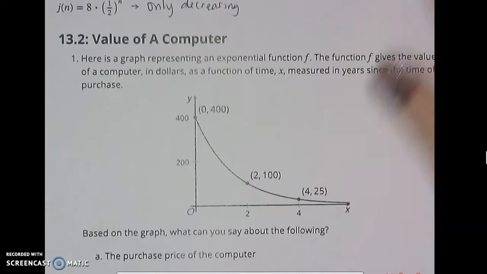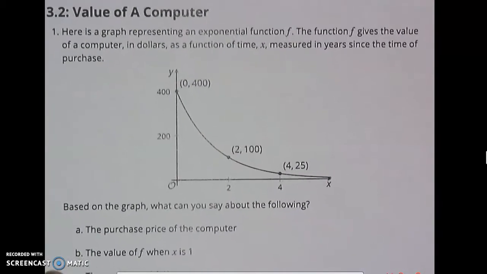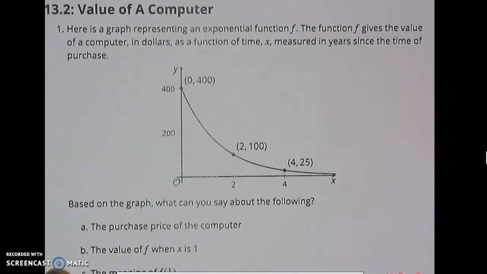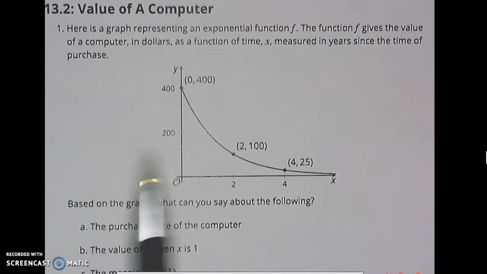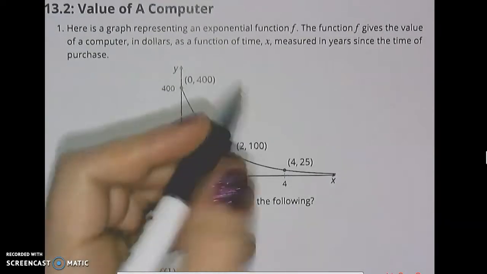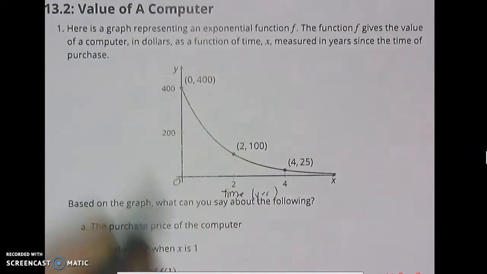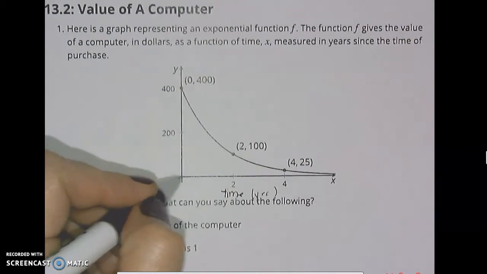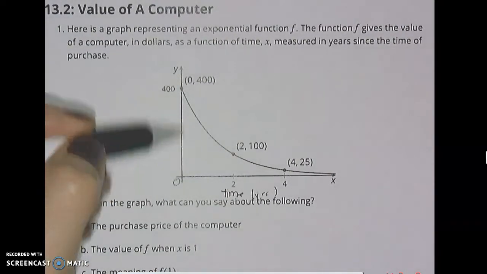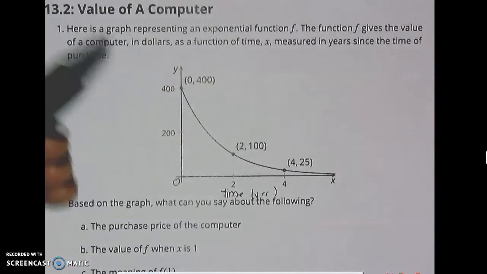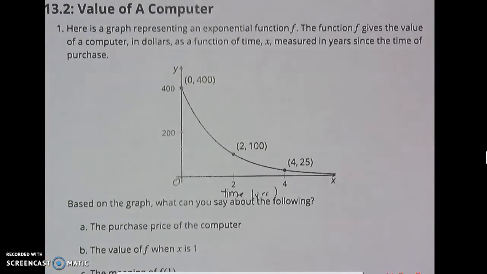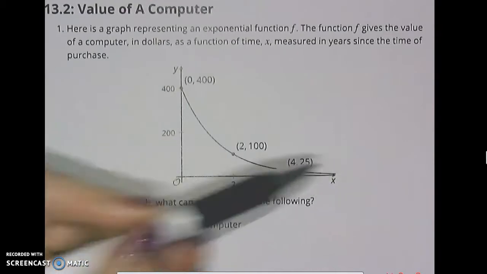Here we have the value of a computer, okay? And here is the graph representing an exponential function, f. The function f gives the value of a computer in dollars as the function of time x measured in years since the time of purchase. So here we've got the time in years. Time in years, okay, but that's since the purchase, so this would be the purchase date right there. And then this is the value. So we've talked a lot about when you purchase something, as soon as you purchase it, the value immediately goes down, okay? And this one is going to go down exponentially.